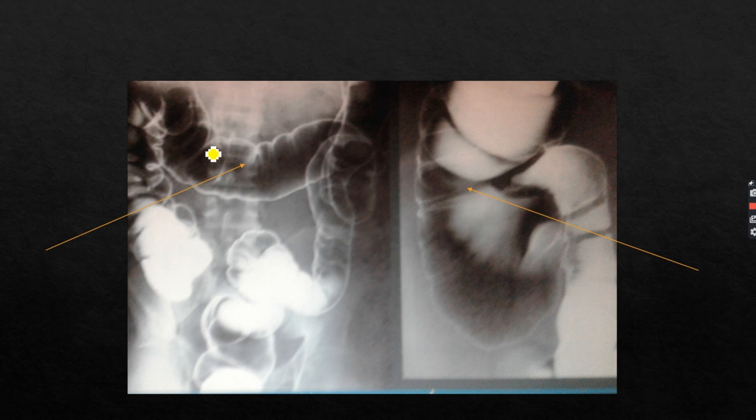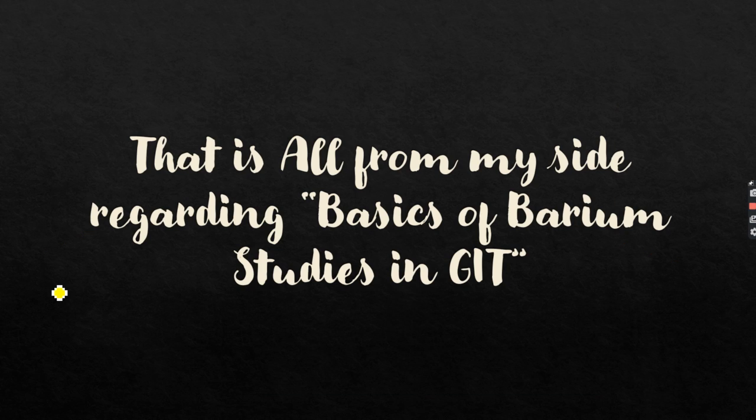This is the transverse colon, very beautifully delineated here. This is the cecum. This is the splenic flexure. This is the hepatic flexure. And this is the sigmoid colon, the rectum, right? And again, the double contrast, the barium as well as the air. So this is one example of barium enema, right?